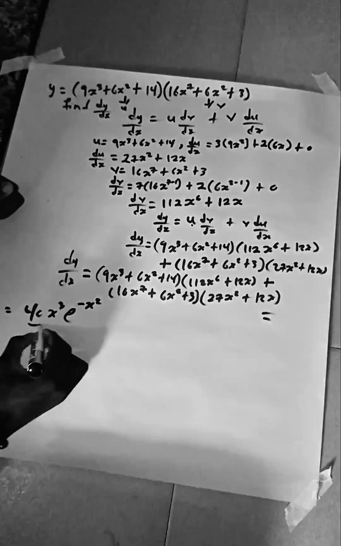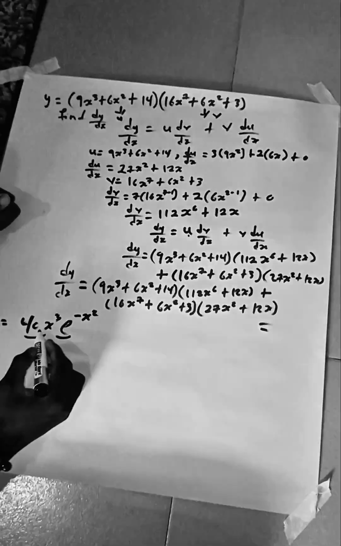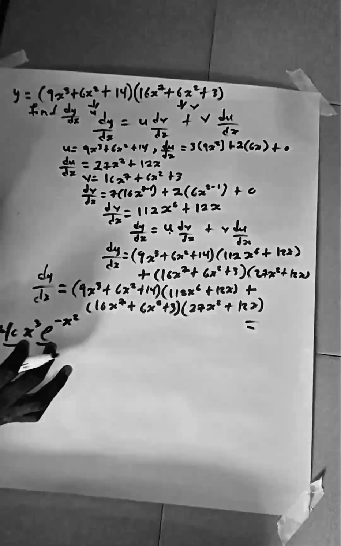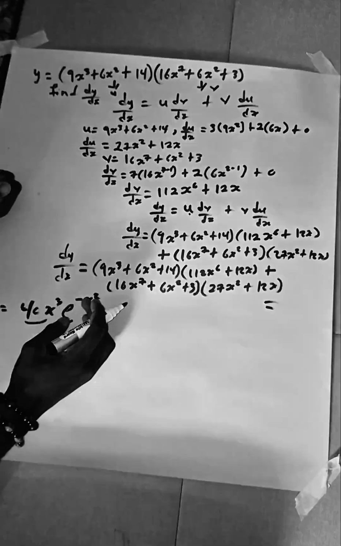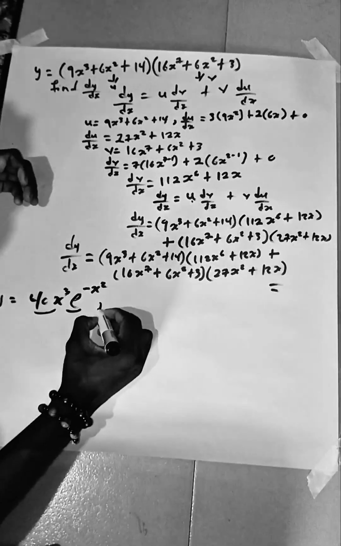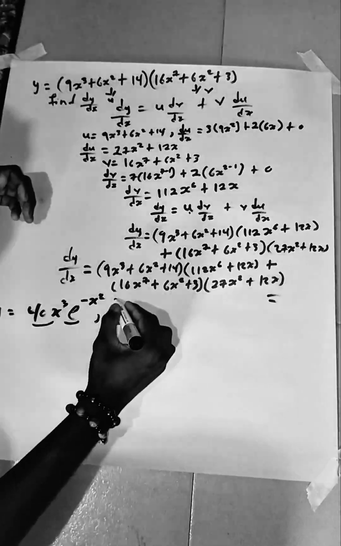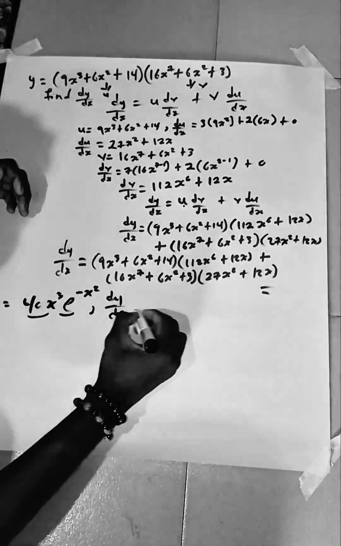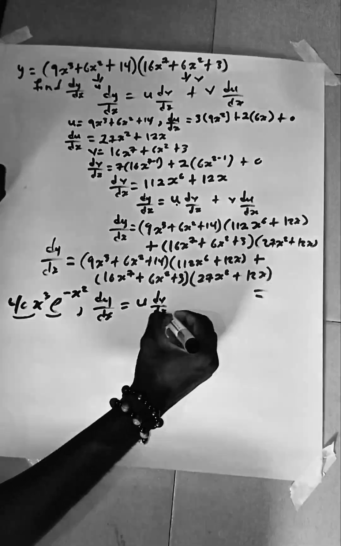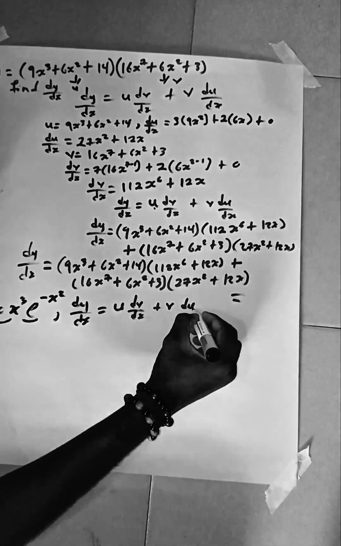Remember I said use the product rule when two distinct functions are multiplying each other. Here we can see that 40x raised to the power 3 is a function on its own, and e raised to the power minus x squared is a function on its own too. So we're going to use what? The product rule. And remember the formula, dy by dx is equal to u dv by dx plus v du by dx.